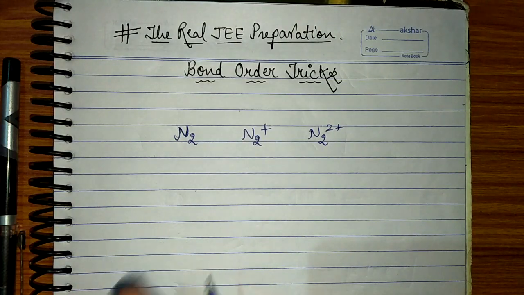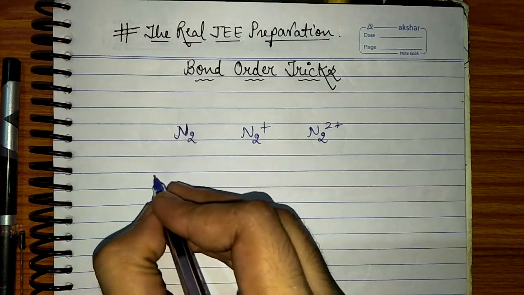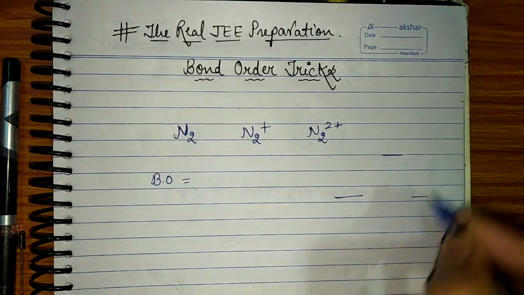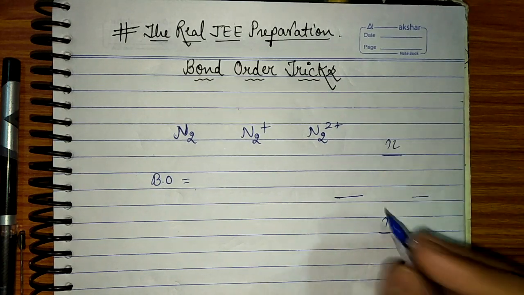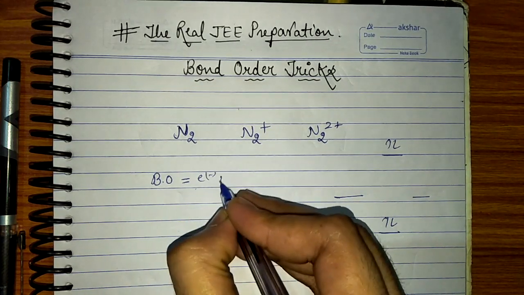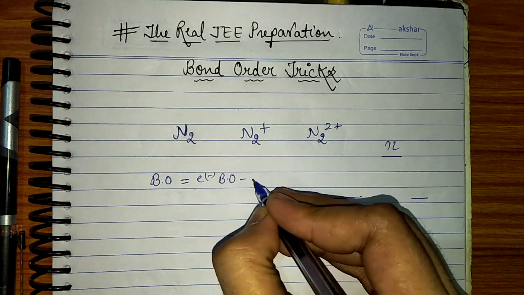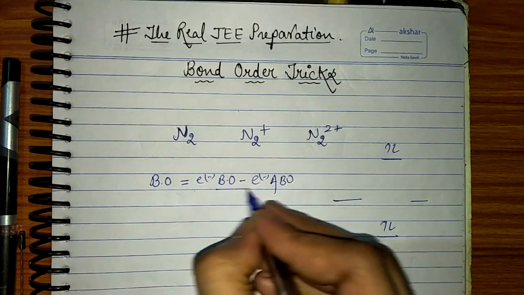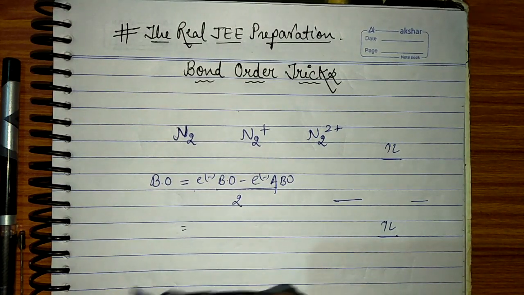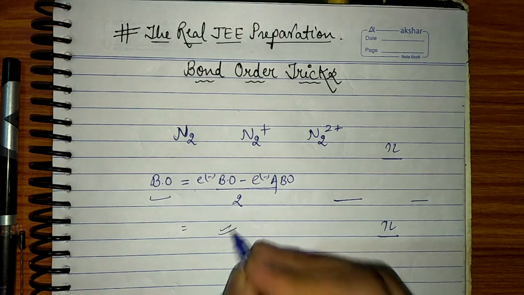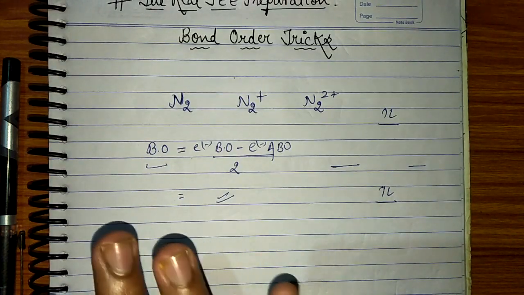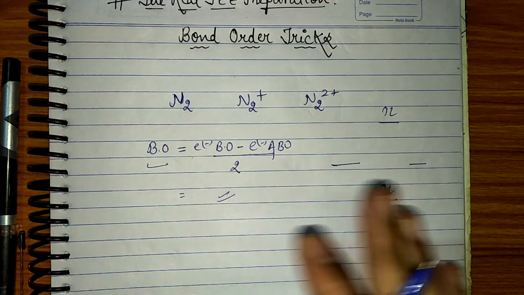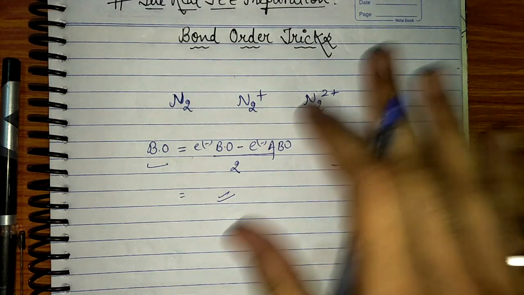It is quite difficult for us to draw MOs. If we try to find bond order by the traditional method, we need to draw the MOs, fill the electrons, find the electrons in the bonding orbital, subtract the electrons in the anti-bonding orbital, and then divide by 2. This is the traditional method to find the bond order. I'm not against this method, but it is good only for species which have fewer than 10 electrons. Then only we can easily calculate by drawing MOs.